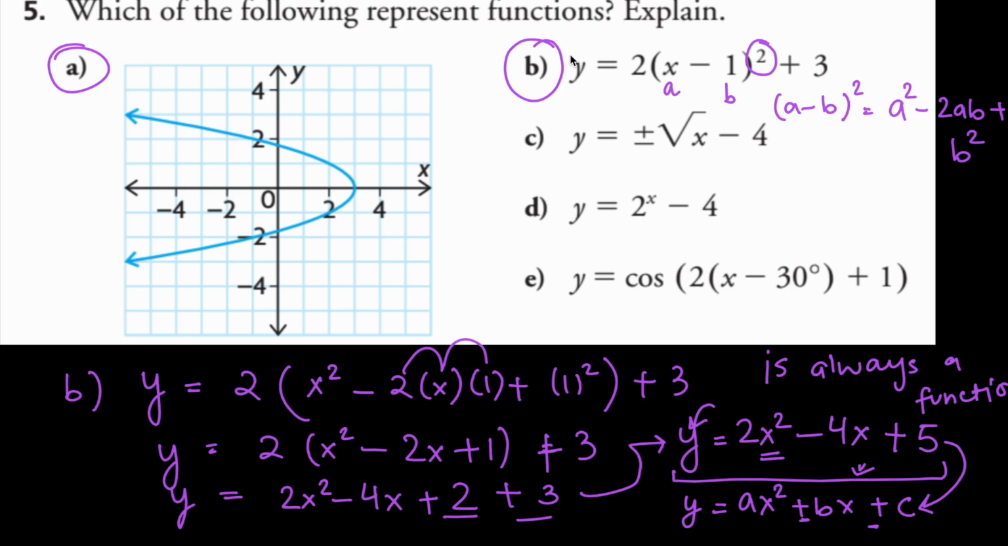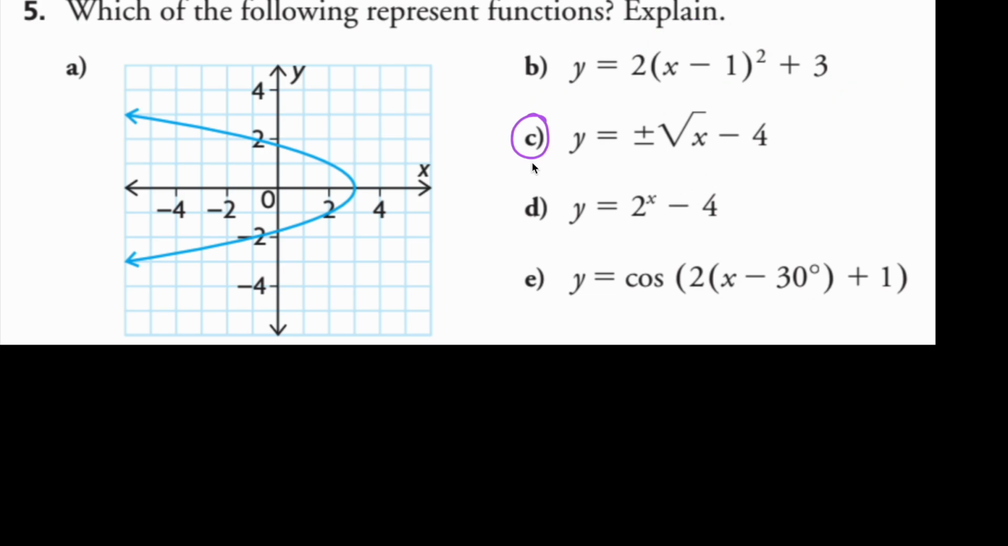So part B is a function. Why? Because for every value of x, we have exactly one value of y. So B is a function. Part C, if we look here, we have two signs, plus and minus. What is the meaning of this? See, I'll distribute the values. Plus and minus means that there are two possible values of y.